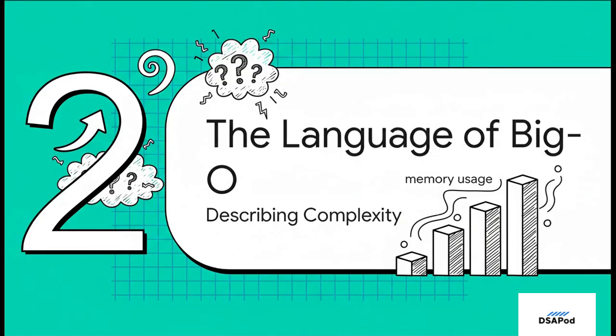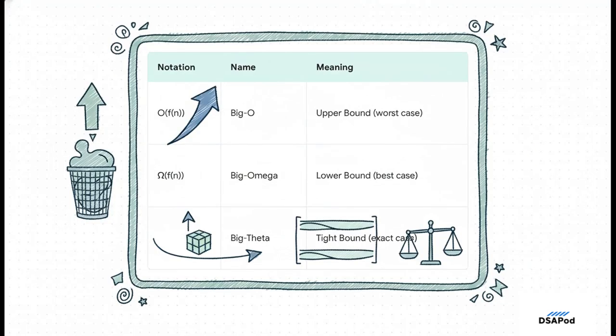Okay, so to really talk about this stuff like a pro, we need to learn the lingo. And in the world of complexity, that language is called asymptotic notation. It's just a standardized way to talk about how things grow. This table right here is huge. It breaks down the three main ways we talk about this stuff.